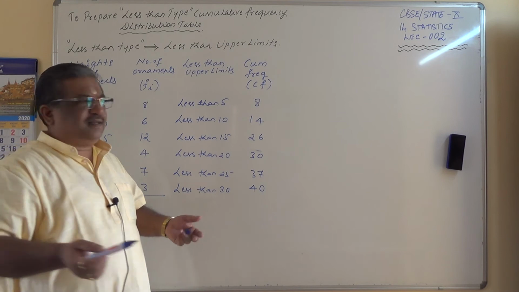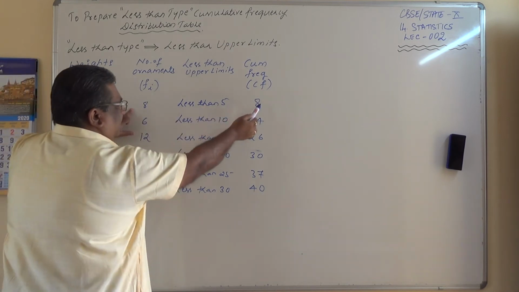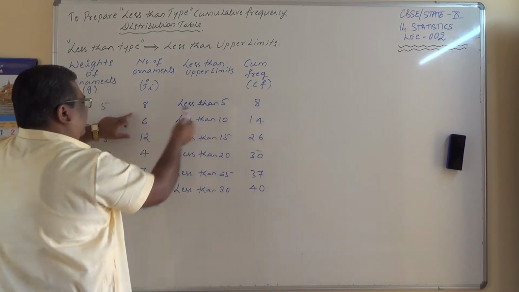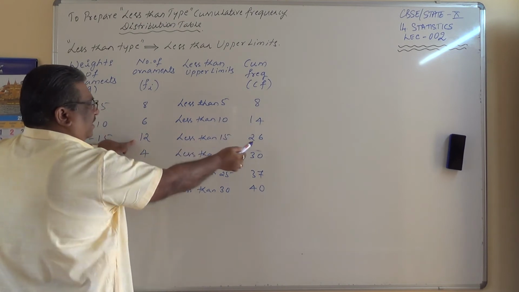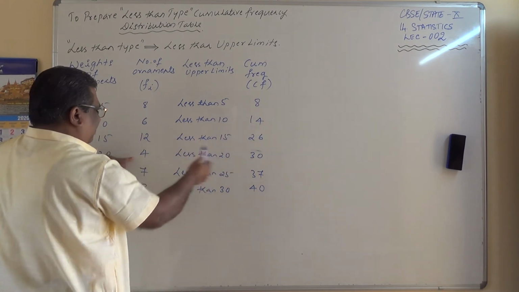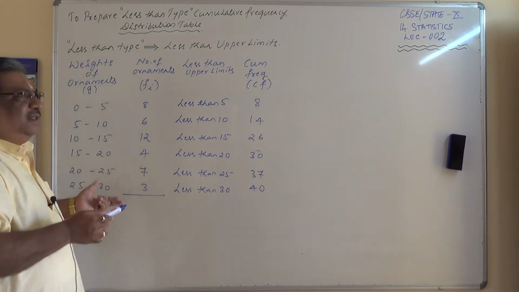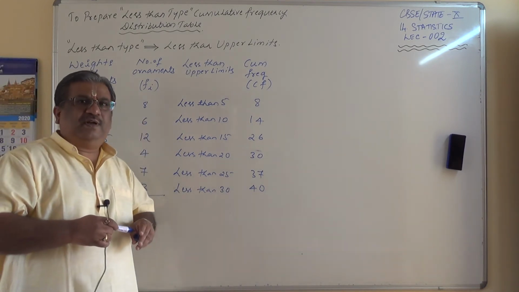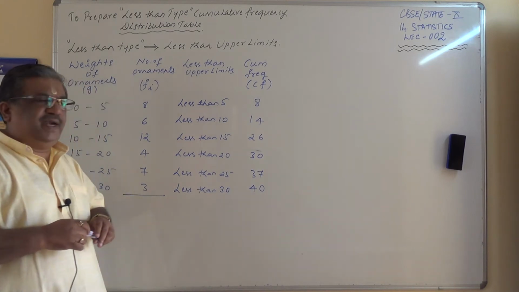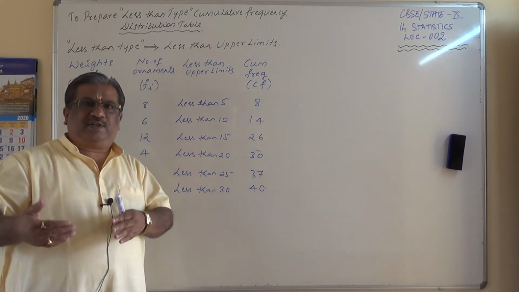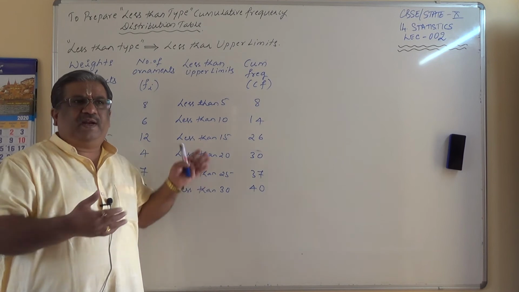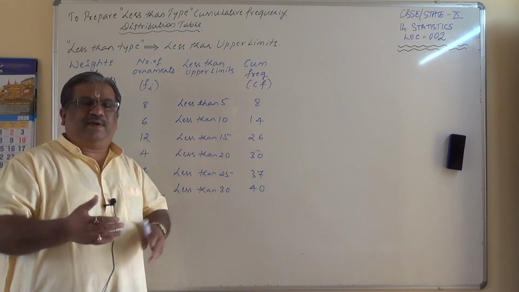Both are the same, isn't it? Say the frequency is 8 as it is here. 8 plus 6, 14, 14 plus 12, 26, 26 plus 4, 30, 30 plus 7, 37, 37 plus 3, 40. So normally the cumulative frequency distribution that we prepare while finding out the median is nothing but a less than type of cumulative frequency distribution table.